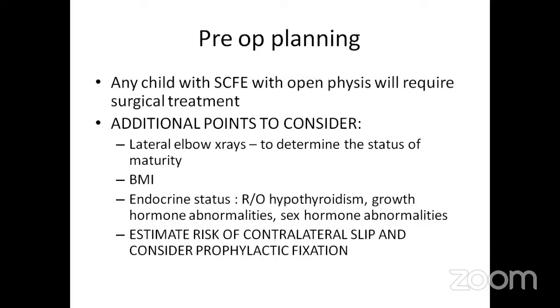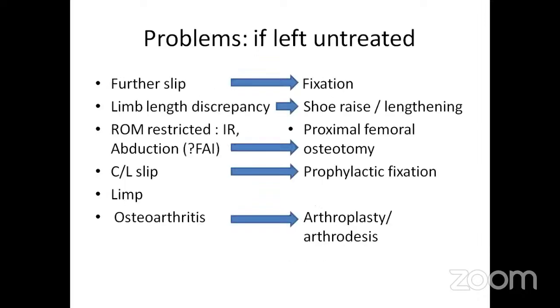The additional points that we need to consider in this case: we will need a lateral elbow X-ray to determine the status of maturity, in order to see whether the physis is approaching closure or has closed already. The BMI of the patient and the endocrine status, in order to estimate the risk and plan for a contralateral prophylactic fixation in this case. Now, the problems that we address if we leave this patient untreated: there is a chance of further slip, which will require a fixation.